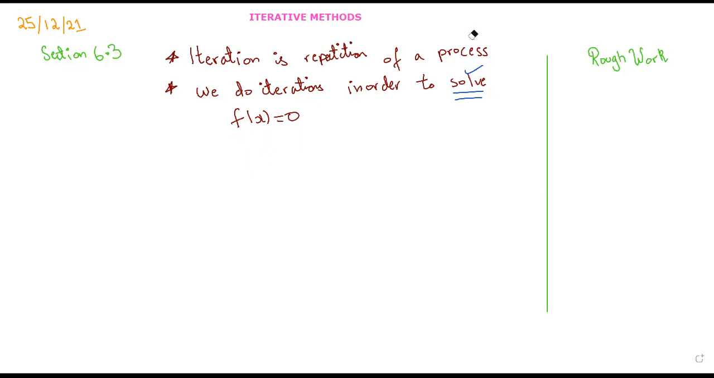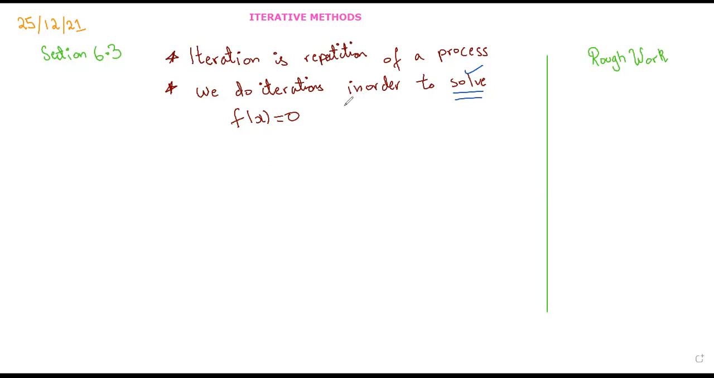Okay. So what are iterative methods? Iteration is repetition of a process. When we'll be solving questions through this method, you'll see that we'll be repeating the same process. Okay. What process would it be? We will discuss that. And the second thing which you need to know is that through this method, we are basically solving f of x equals 0. So here again, we are finding x, where our function is 0.